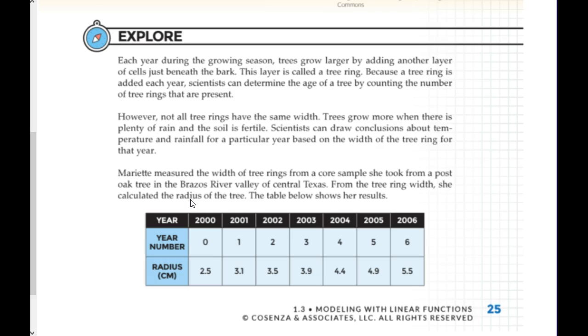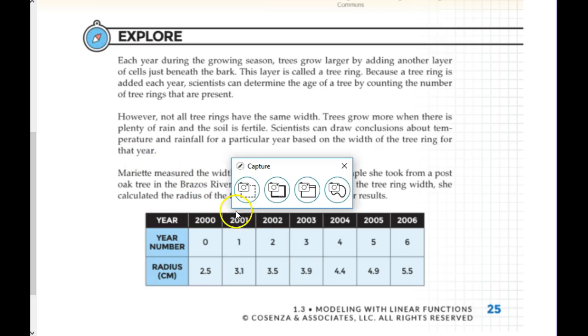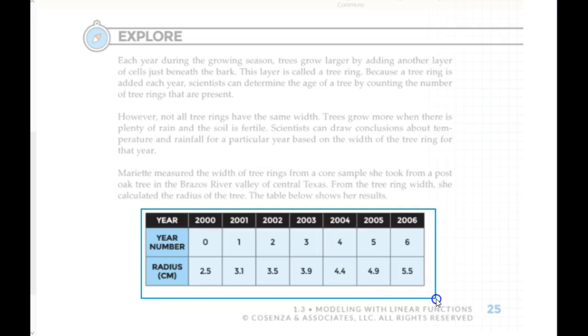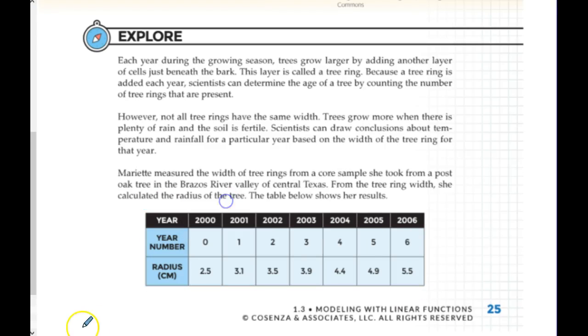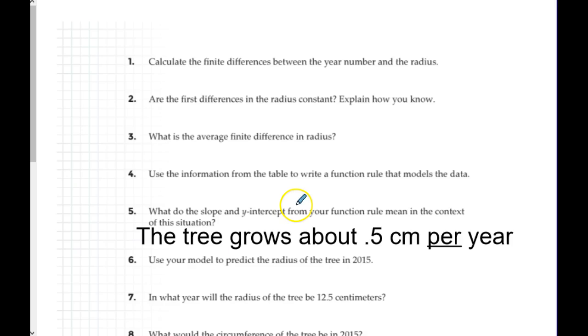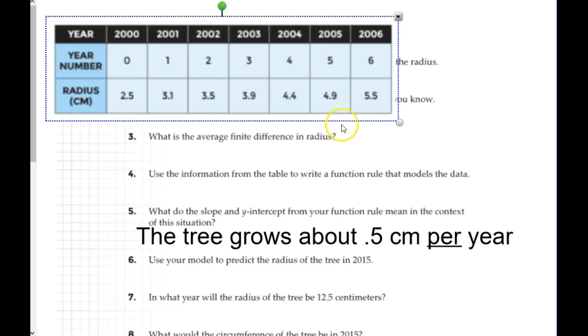Okay. So Mariette measured the width of the tree rings from a core sample she took from a post oak tree in the Brazos River Valley of central Texas. From the tree ring width, she calculated the radius of the tree. The table below shows her results. So we got these results right here. Let me grab this real quick, and on the next page, it's going to ask us about it, so I can have it right here.